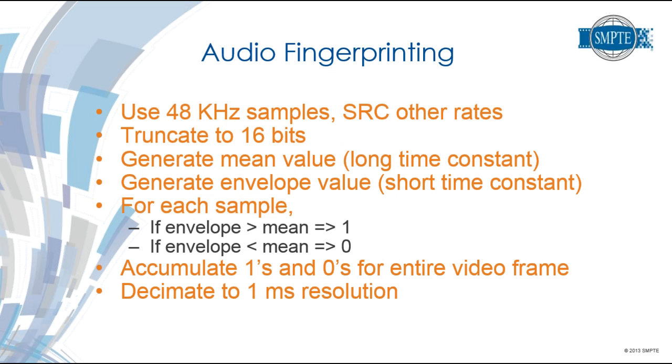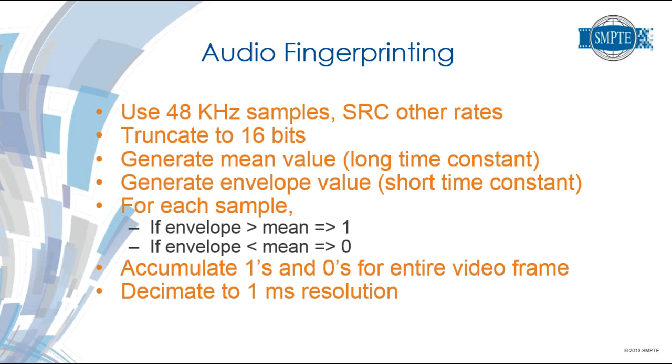Audio fingerprinting, we use 48 kilohertz samples. Only 48 kilohertz samples. Any other sample rates are sample rate converted to 48K. The reason being that it's hard to find anything but a 48K sample rate in our industry, and it's really not worth the trouble of accommodating others in the standard. We truncate it down to 16 bits. We actually do an absolute value here, but I didn't bother mentioning that.